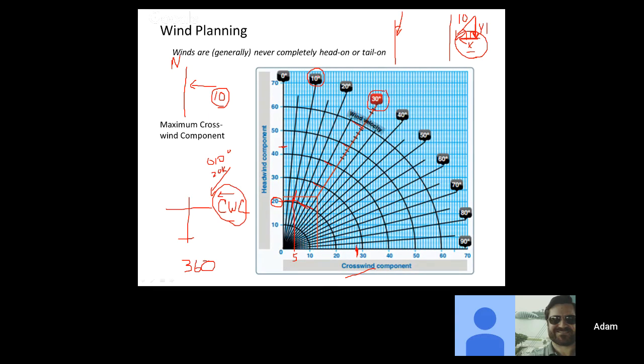You can see intuitively as the angles get bigger, that crosswind component grows. So if it's a 20 knot wind at a 40-degree angle, which would be a wind direction of 040, I've got a little bit steeper crosswind component to deal with, probably like 11 or 12.